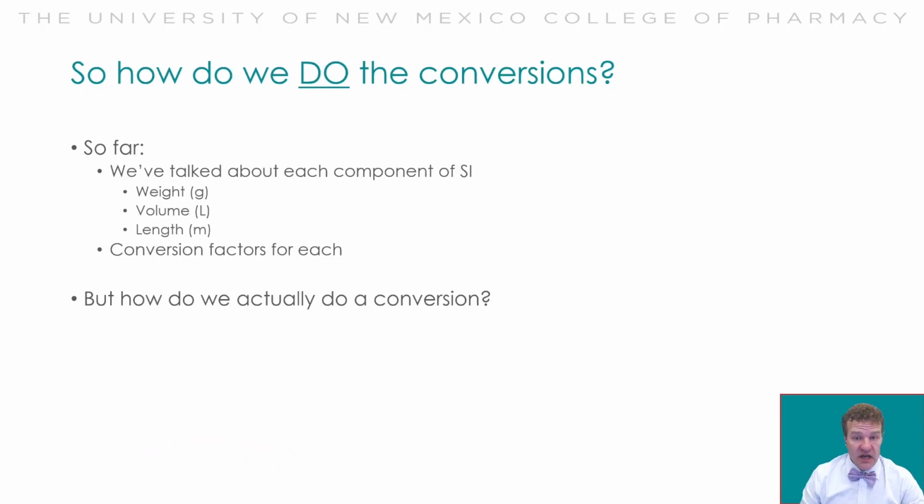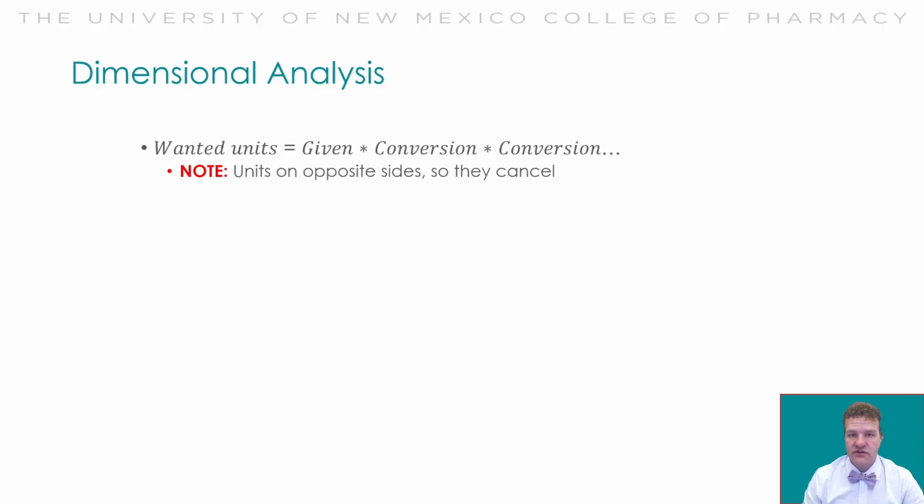All right, so we've talked about each component of the SI system. Weight is in grams, volume is in liters, and length is in meters. And we've talked about the conversion factors for each, but how do we actually do a conversion? So that's what we're going to get to next. The first way we're going to do this is dimensional analysis. The idea of dimensional analysis is we identify what our wanted units are, and then we take the given and multiply it by our conversion factors until that conversion factor equals our wanted unit.